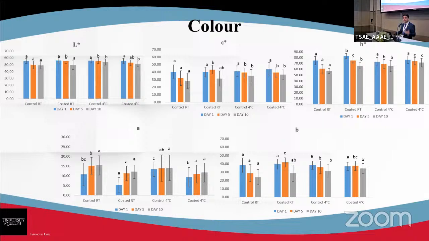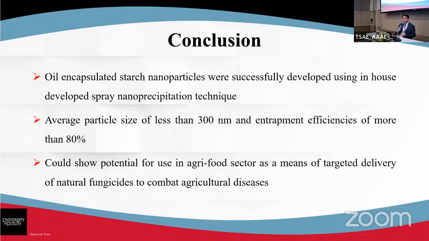Now, in color, there was again not much significant difference. We saw that the color was almost the same. However, for the control, by the end of the 10th day, it becomes more grayish, whereas the coated one becomes more reddish, and it was not having much of the green properties.